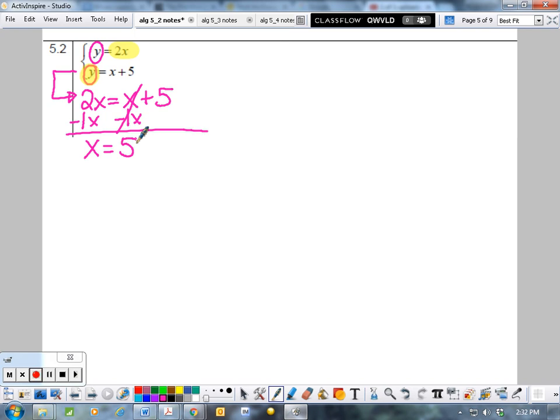So actually this one seemed to be simpler than my previous problems. But I only have half my answer. So now I have to go back to one of my equations. I'm going to go ahead and use the top one. I have y equals 2x. Since I know x is 5, I'm going to substitute. So 2 times 5, so y is 10.